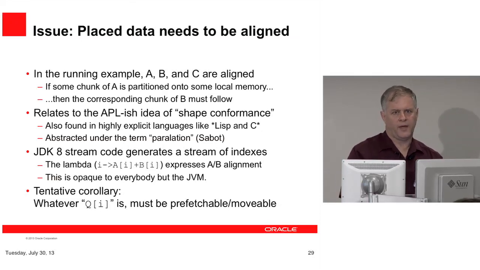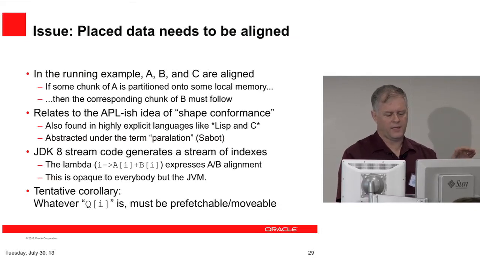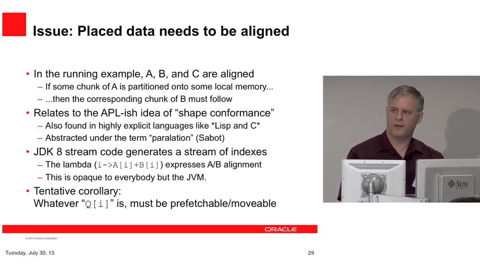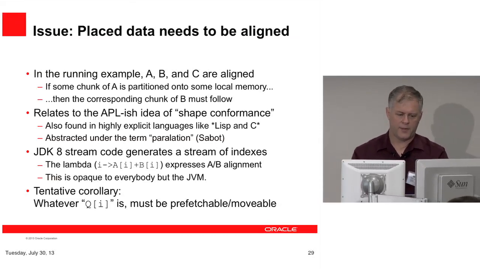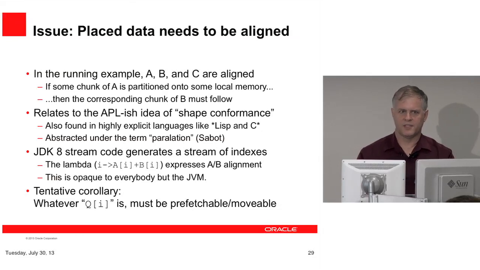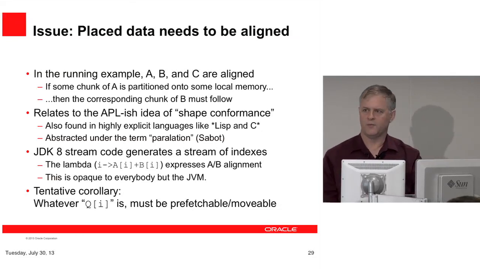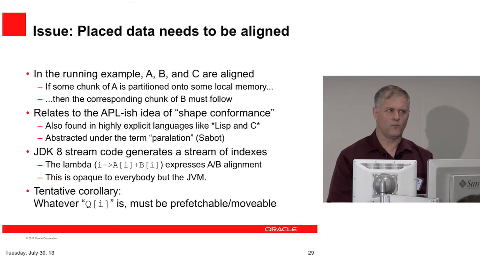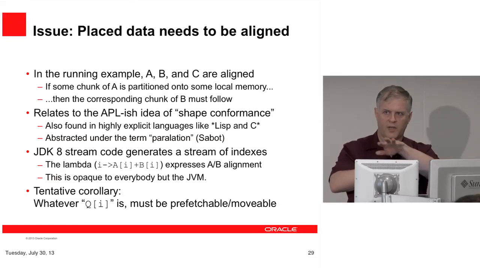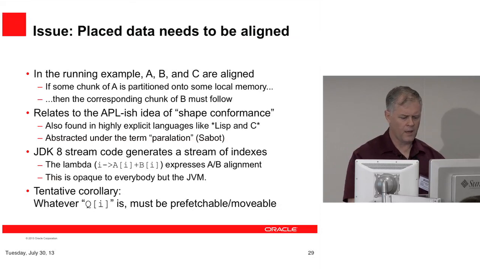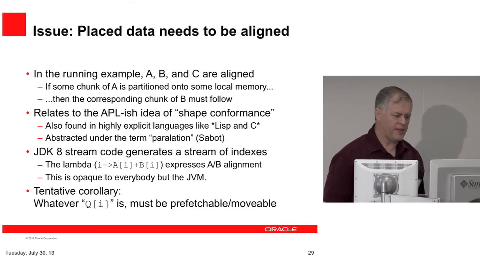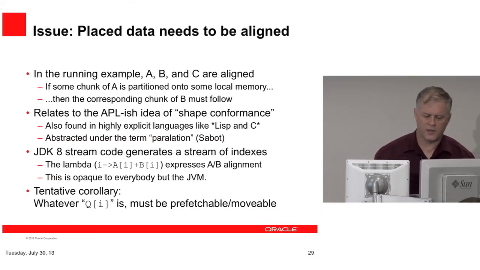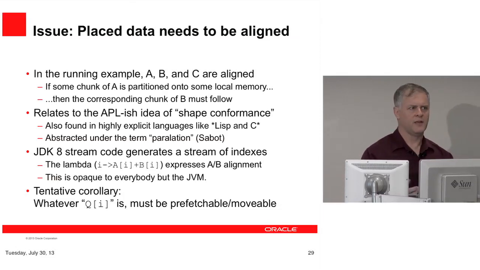And this relates, by the way, to up-leveling to the higher level idea of shape conformance, which you'll see in APL and other array processing languages. And there's a really interesting take on it. Gary Sabot's dissertation introduced this neologism, parallelation, which is a parallel relation. And it's a way of thinking about this particular problem of aligning parallel data. So how do streams deal with it? Well, with iota, with a stream of indexes, as we saw before. And that's quite workable. It does seem backwards to use this enormous stream just to produce some ints, but it does work out.